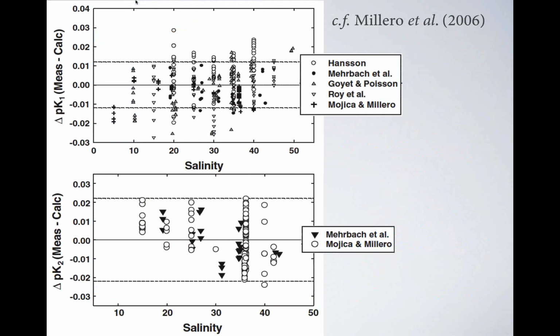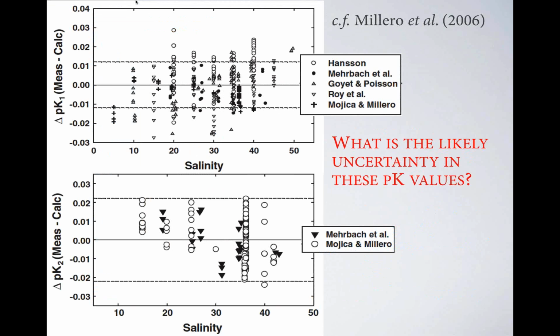So how good are these constants? What's the likely uncertainty? Well, Millero et al. show their data against other data. The top panel here is for K1. They've got a variety there from different measurements, all made in seawaters of varying kinds, synthetic seawater and natural seawater. And you see a reassuring bunch of scatter around the zero line, which is defined by their measurements shown in the previous graph.